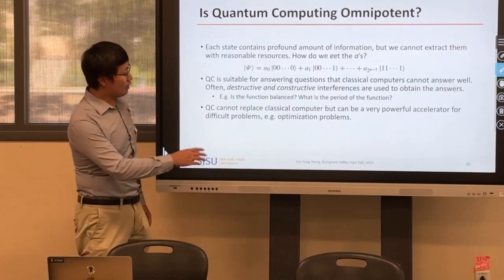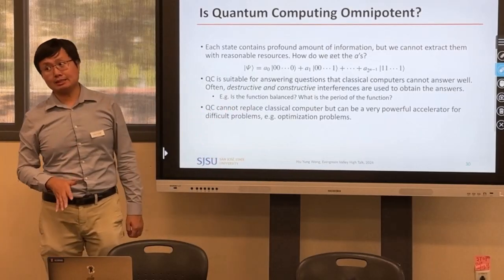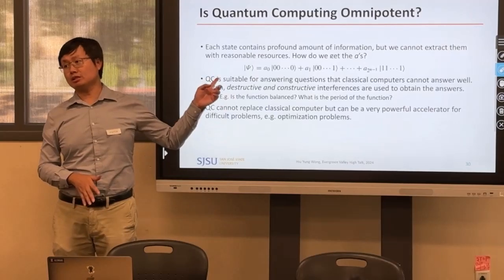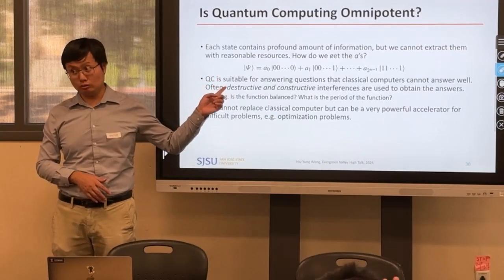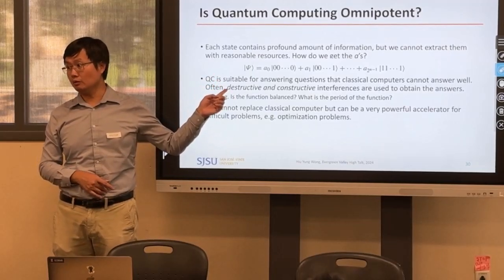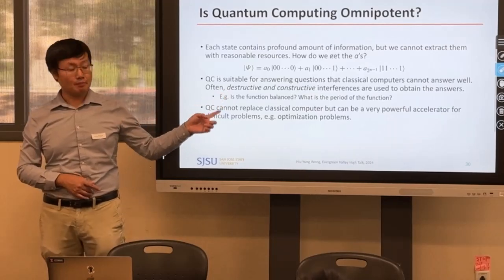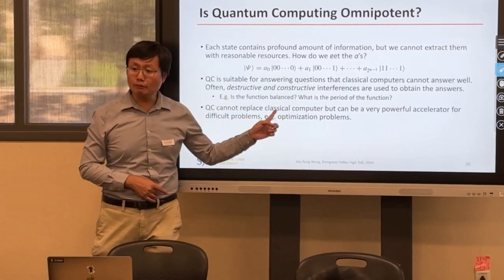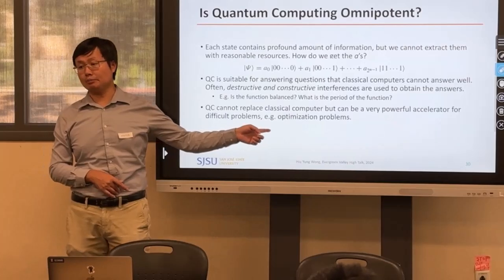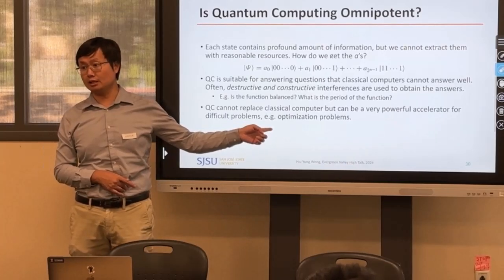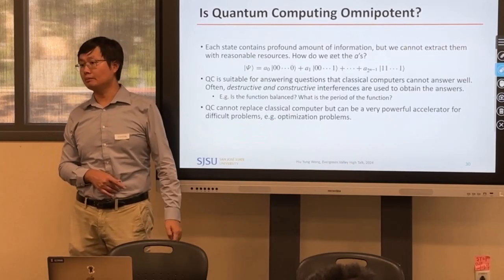So finally, a quantum computer cannot replace a classical computer. Based on what I just said, you probably already realized that you cannot do 1 + 1 in a quantum computer. It really just doesn't work, right? But it can be used to do some very difficult tasks that classical computers cannot solve easily, like optimization. Okay.